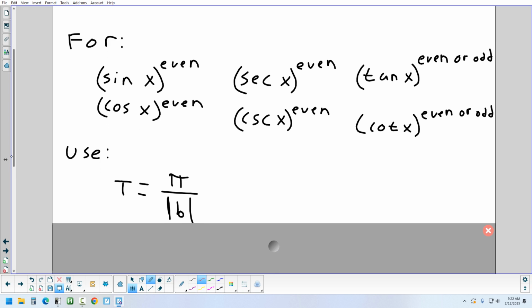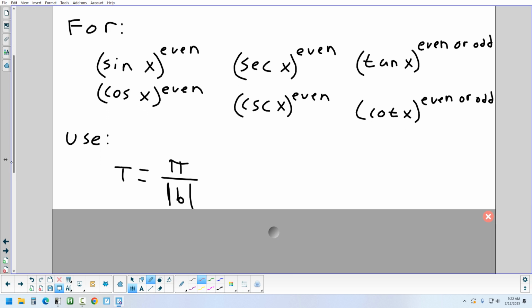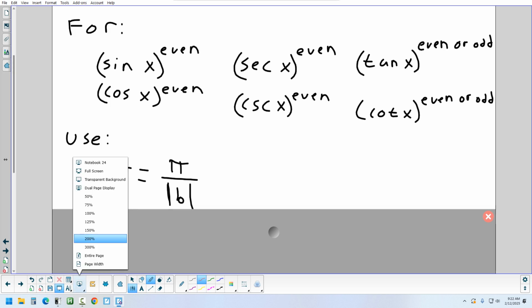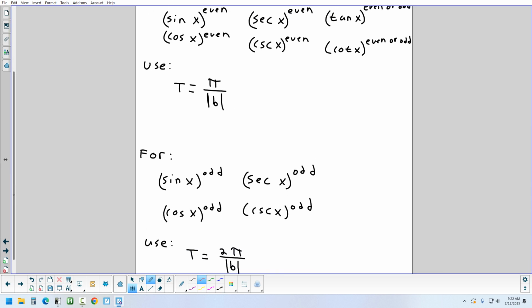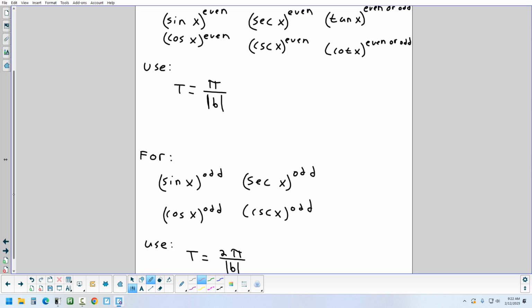For every other case you could have, it's 2 pi over b. Okay, so what are the other cases? Sine, cosine, secant, cosecant, to an odd power. And before we started raising trig functions to powers, they were always raised to the first power. So technically what we've been doing all along is raising a trig function to the first or an odd power. That's why it was 2 pi over b.